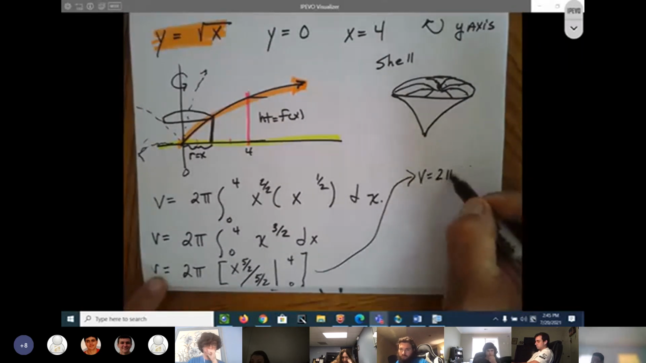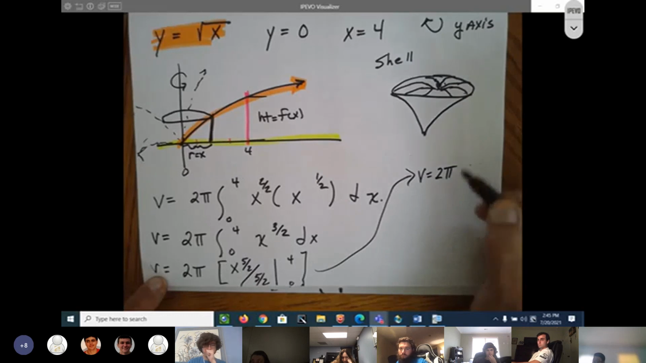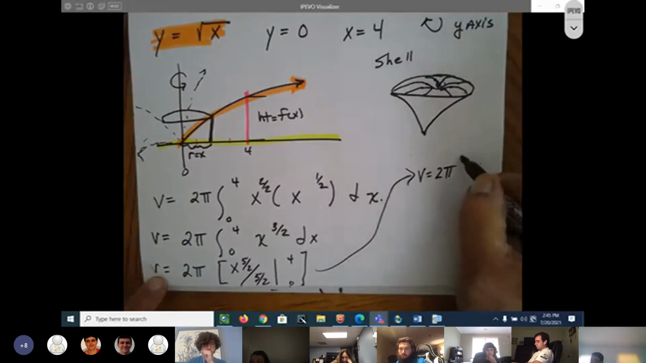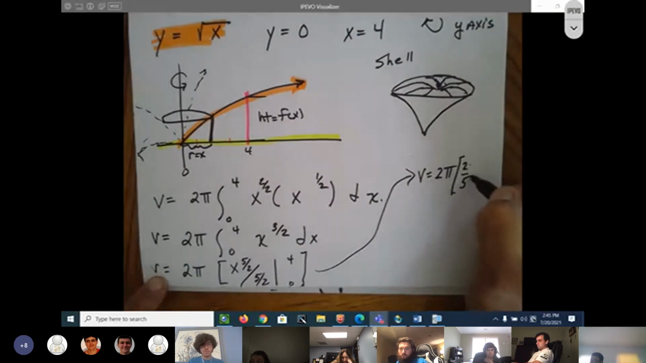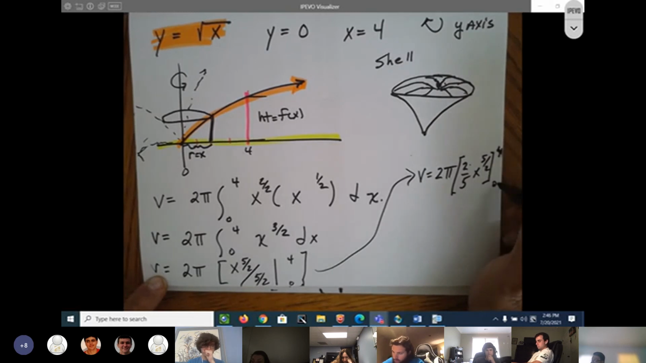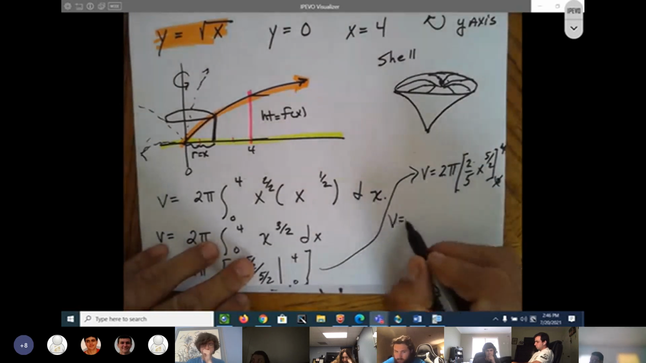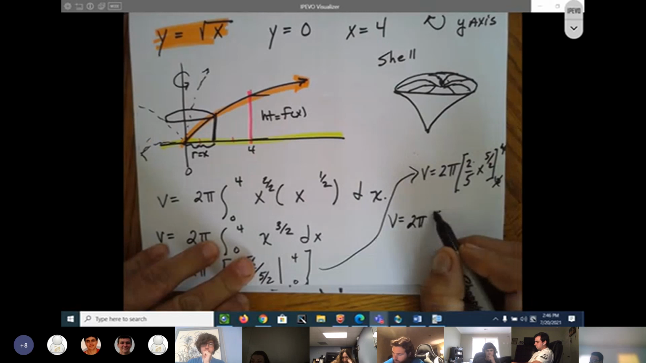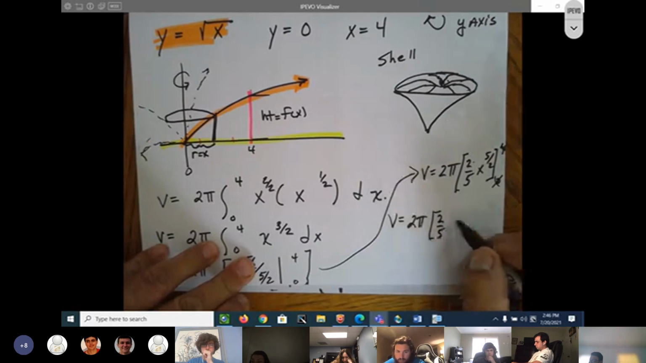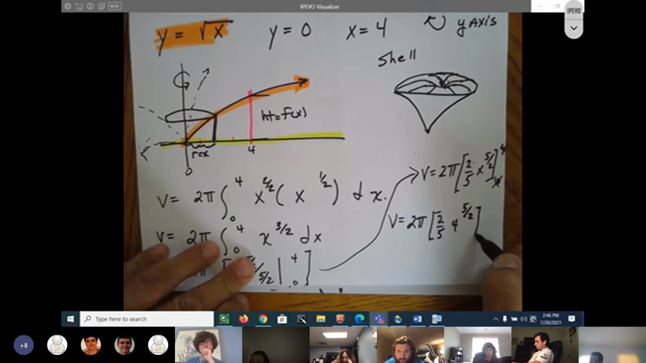And that's v is equal to 2 pi. I'm going to clean this up. That's going to be 2/5 x to the 5 halves, evaluated at 0 and 4. And you don't have to worry about the 0 because it pretty much cancels itself out. So v is equal to 2 pi times 2/5 times 4 to the 5 halves.